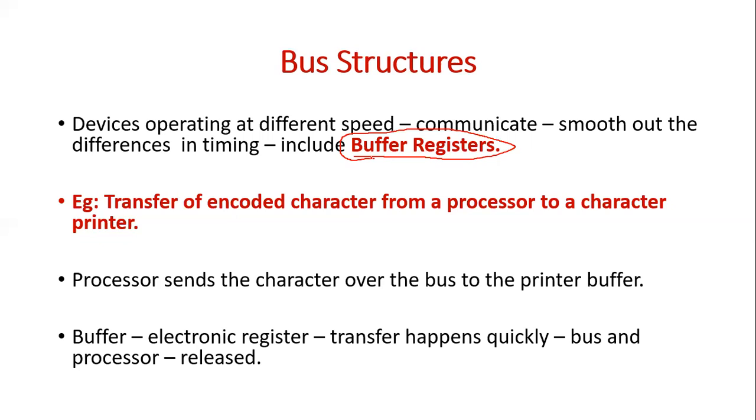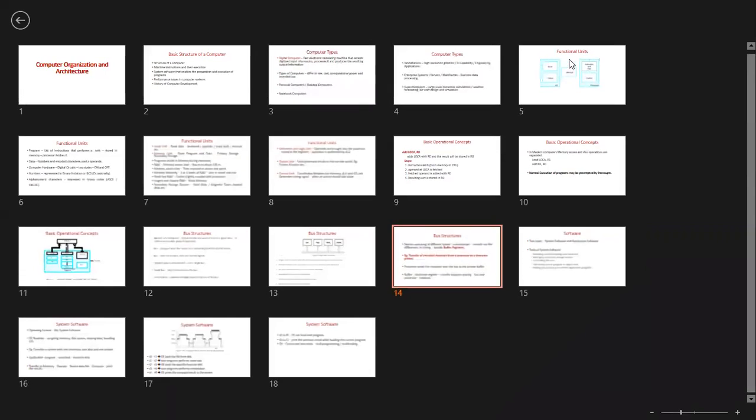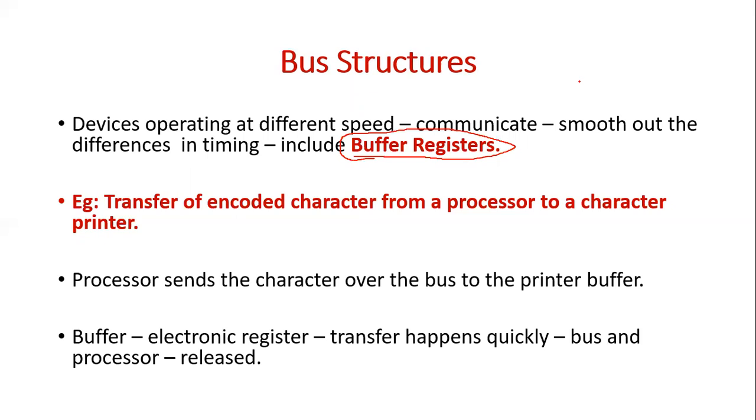In any IO device, there will be buffers. For example, if you take a printer, there will be a print buffer. As a part of the printer, there will be something called a print buffer. The size of the print buffer may be small. A buffer is something like a storage, an electronic storage.